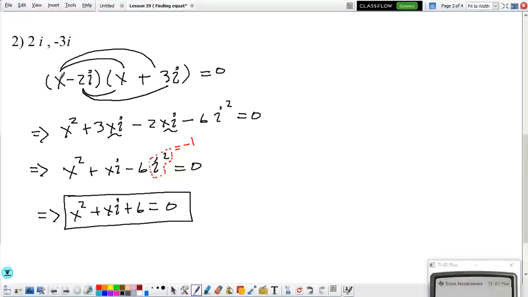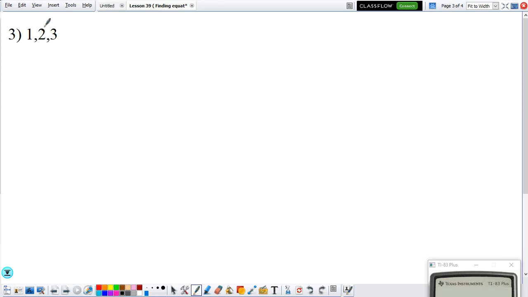Again, all we did was set it up using factor form, simplify, multiply, and then we have our final solution. Now, is it always going to be with two solutions? No. You can be given 3, 4, or even 5 solutions, but the process remains the same. So let's find an equation where our solutions are 1, 2, and 3.